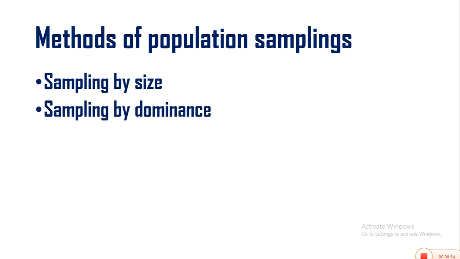Now, let's look at methods of sampling population. Under this topic, we'll be considering three methods. We look at sampling by size, sampling by dominance, and sampling by density. Let's start with sampling by size.